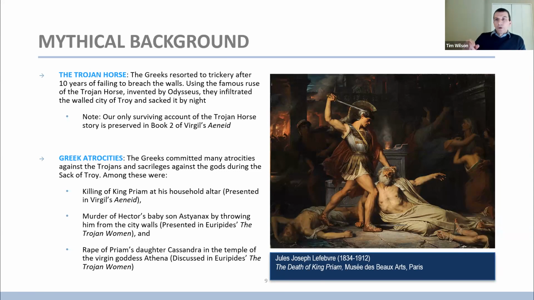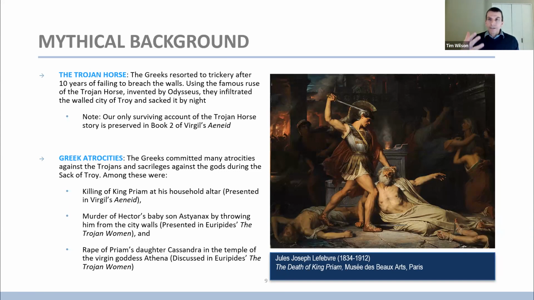So Homer's audience knew too that after or during the sack of Troy, the Greeks committed all sorts of atrocities and sacrileges. So the killing of Priam, and we have a later artistic depiction of it here on the right, the killing of Priam, who's this old king of Troy and the father of Hector, the father of Paris, and many other sons in the Trojan army, killed at an altar in his palace.